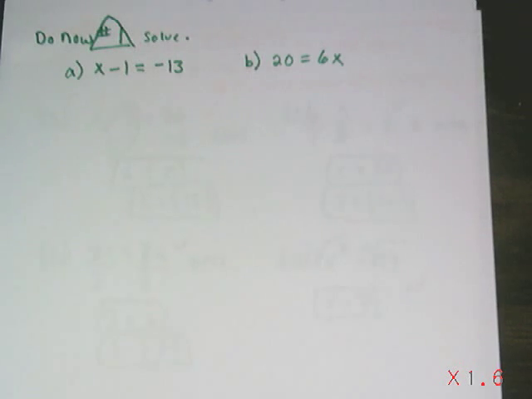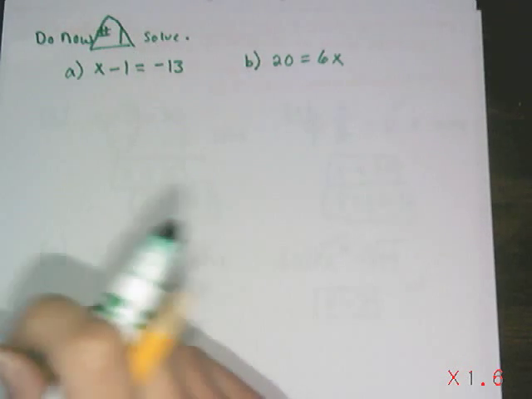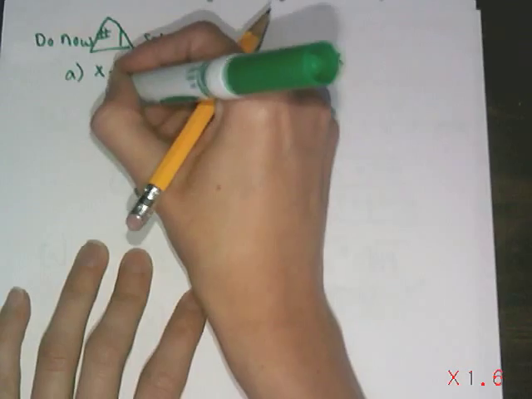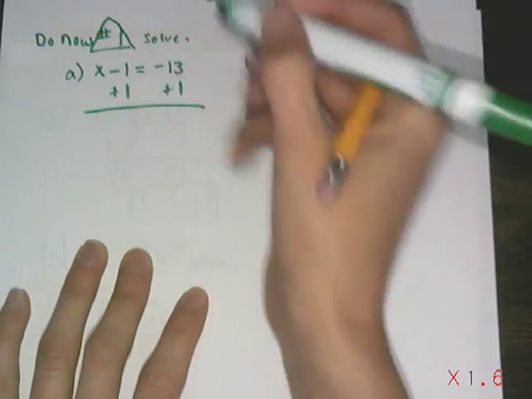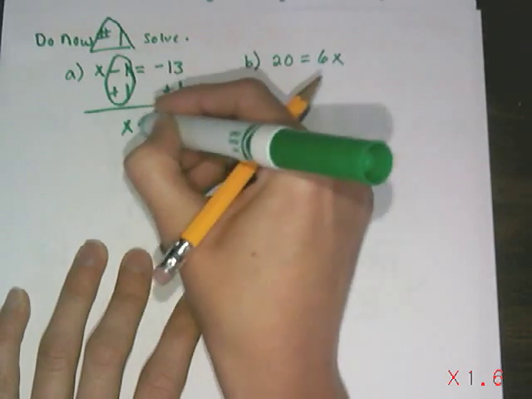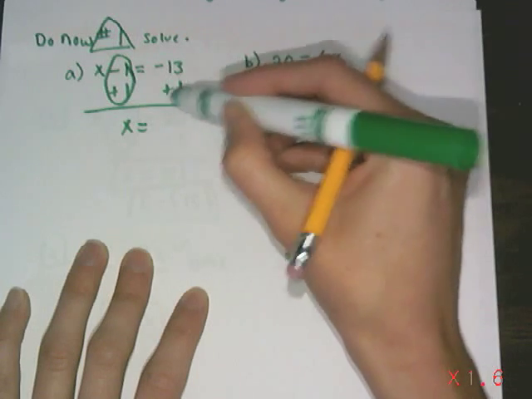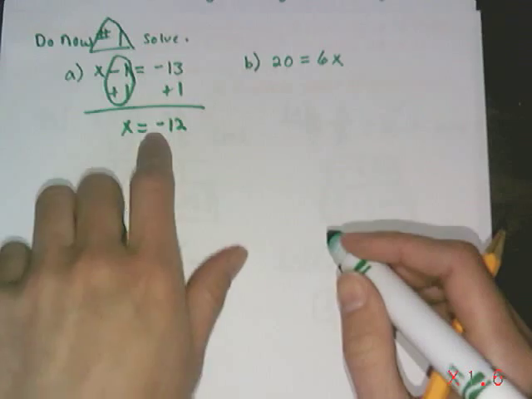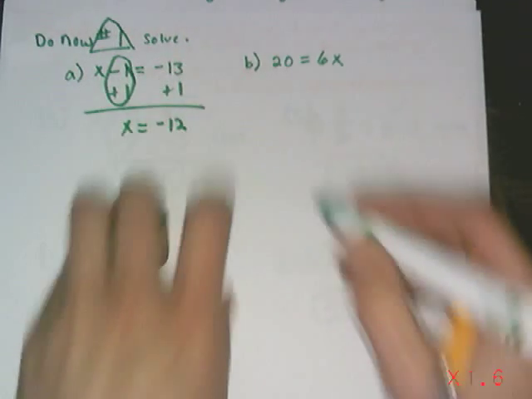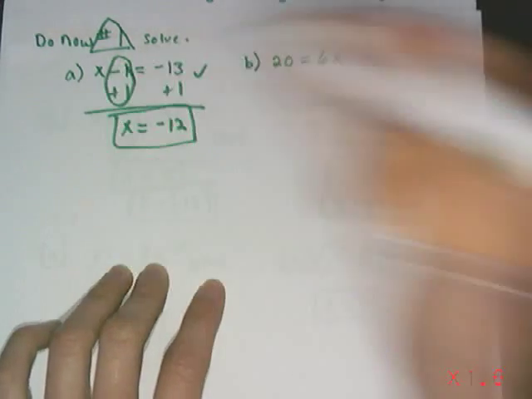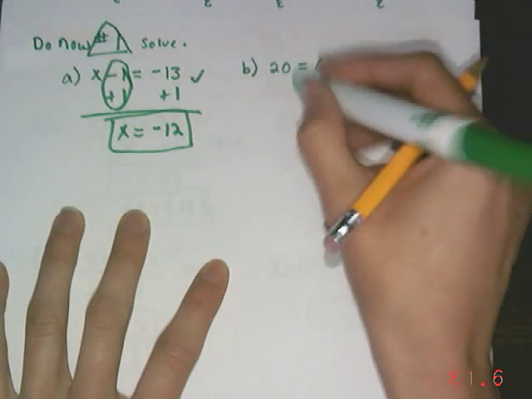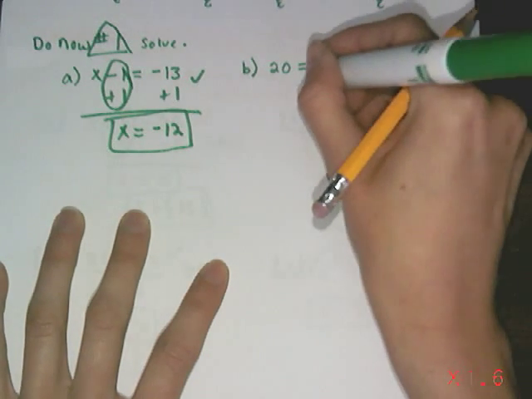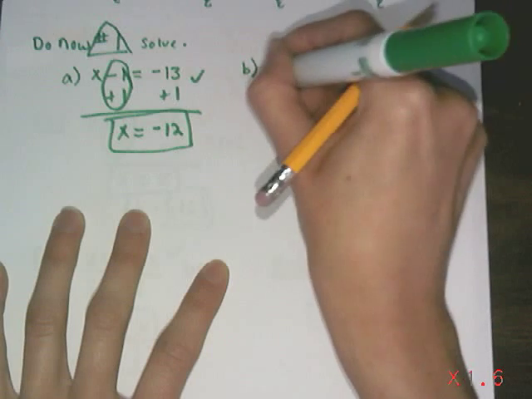So now we can discuss these. For the first one, I am going to add 1, to create that 0. So x is equal to negative 13 plus 1, which is negative 12. Before you box it, let's check it. Negative 12 minus 1 is negative 13. We're good. For B, we have to undo this multiplication, so we're going to divide by 6.